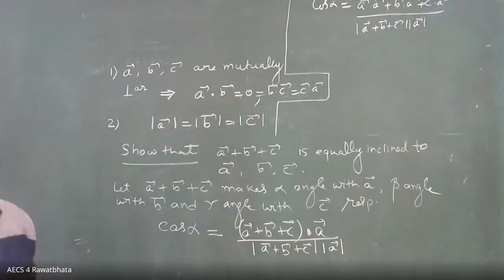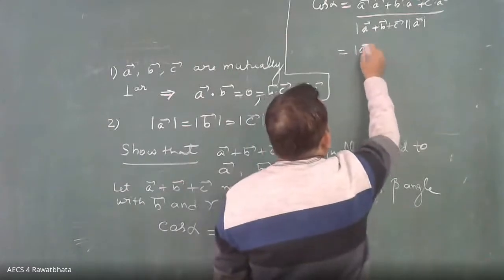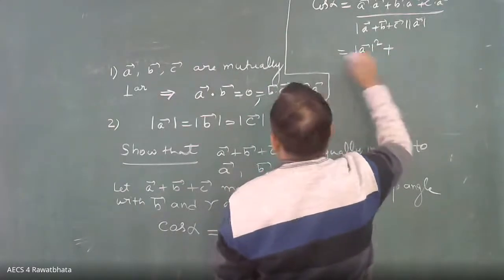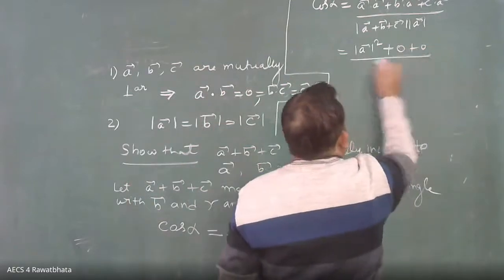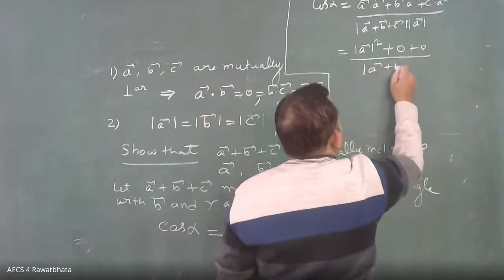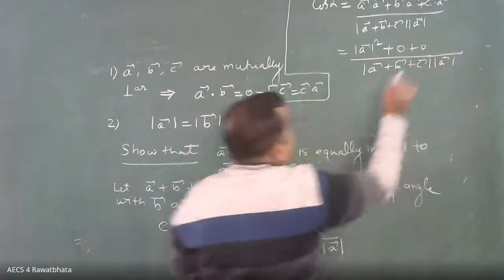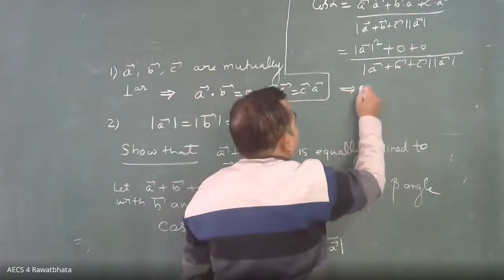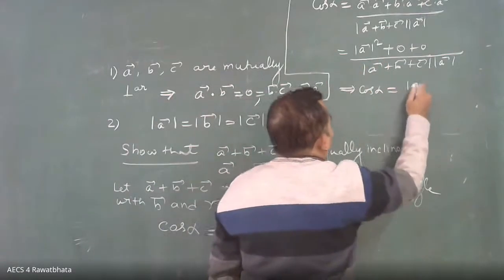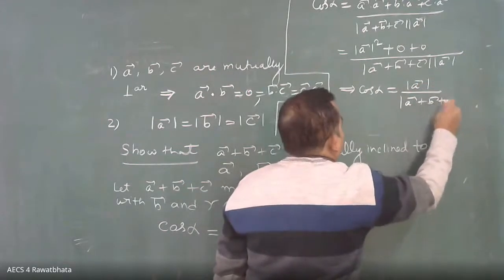Any solution and doubt? Then this is going to be A dot A which is mod A square, plus B dot A which will be 0, plus C dot A which will be 0, upon magnitude of A plus B plus C into magnitude of A. Now, one mod A will get cancelled. So here you get cos alpha equal to mod A upon mod of A plus B plus C.